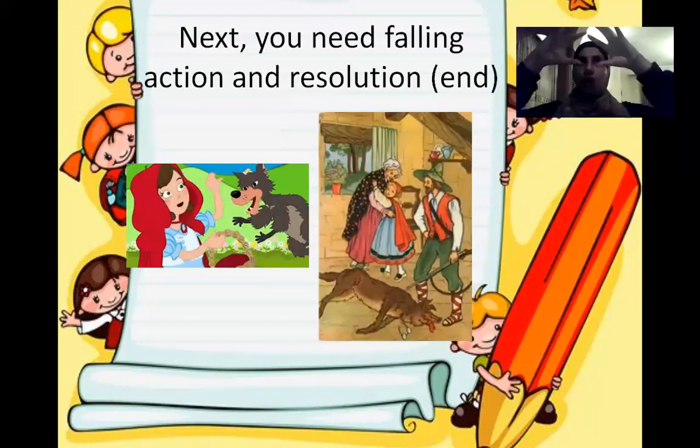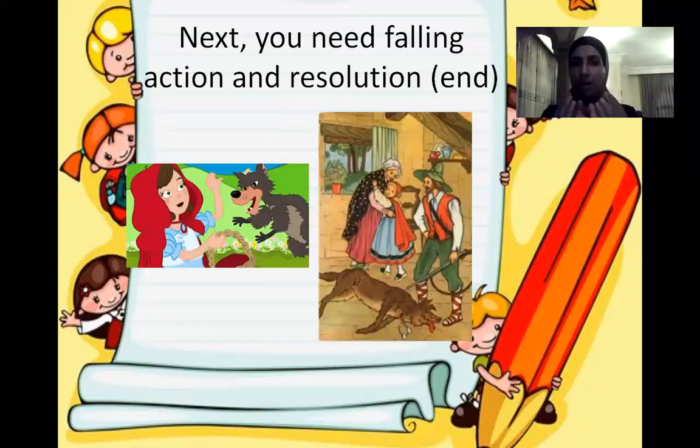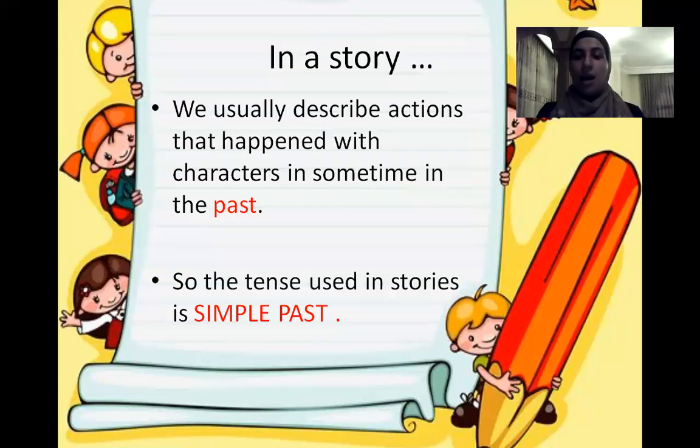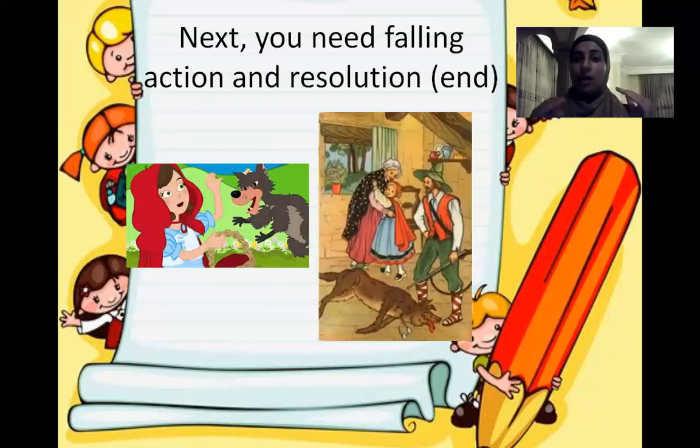Now after the big problem of the story happened, there are things that cause the following actions that will lead to the ending of the story. So the falling actions are when the wolf attacked Little Red Riding Hood and tried to eat her, and she was screaming for help, and the woodcutter heard her and came to help her. Now the ending of the story is when the woodcutter killed the wolf. That's how the story ended.